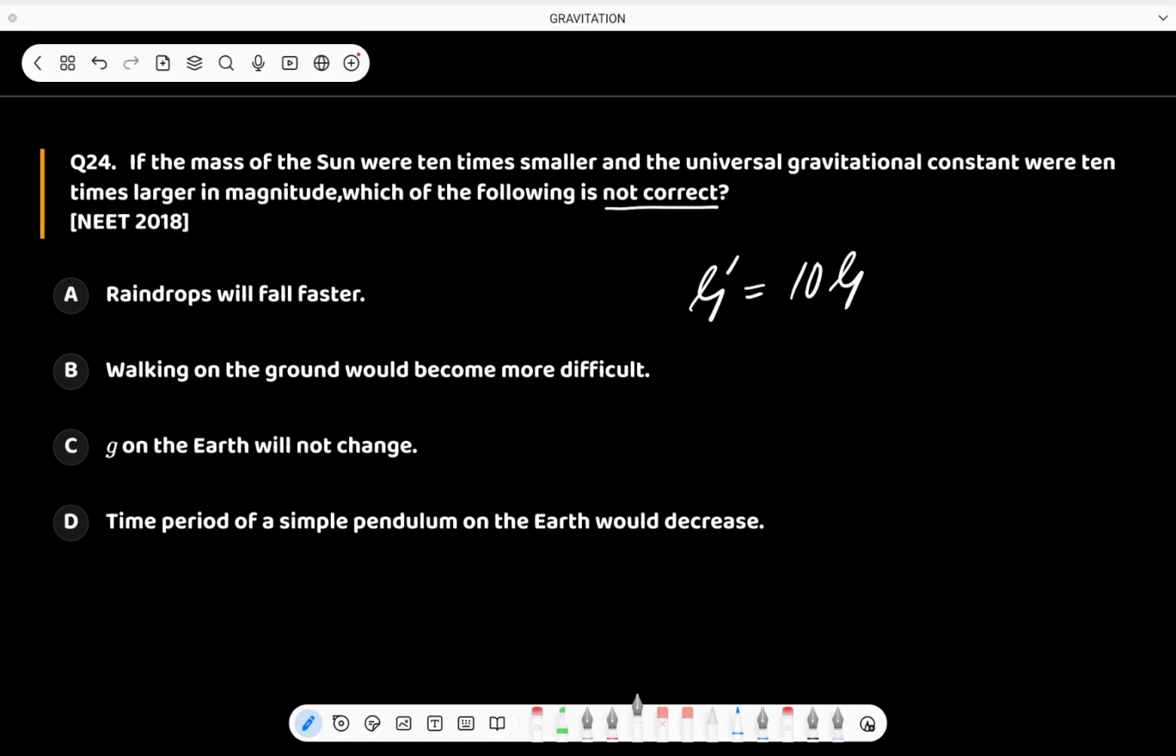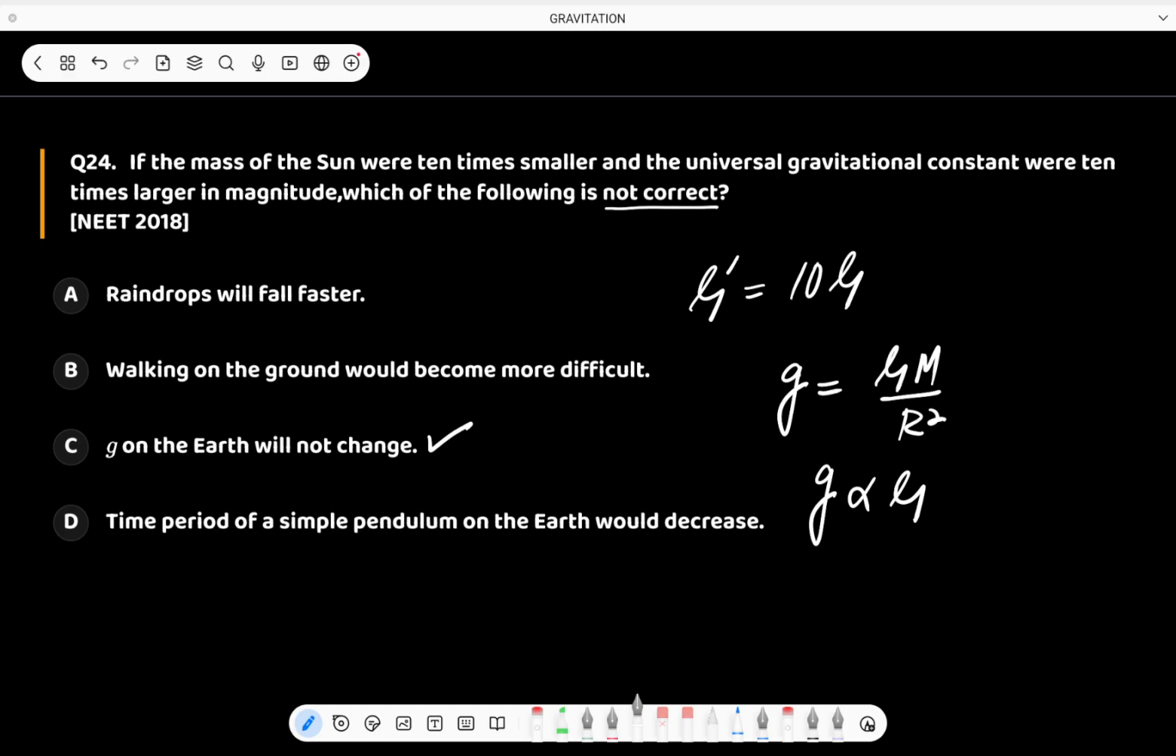Walking on the ground will become more difficult. That's also true, because when acceleration due to gravity increases, it will become difficult to walk on the surface of the earth. G on the earth will not change, so this is the correct option, that G will not change. G will of course change. Why will g change? Because acceleration due to gravity is equal to GM divided by r square. It is directly proportional to this capital G. You change the capital G, the acceleration due to gravity is going to change.